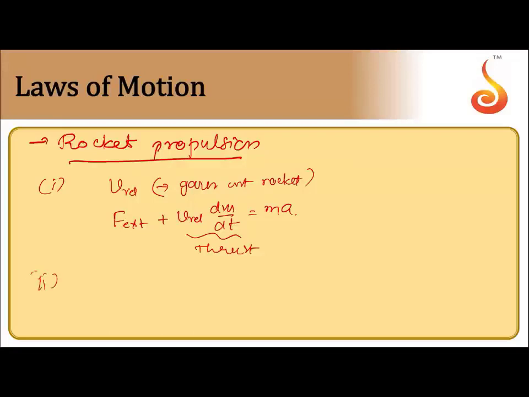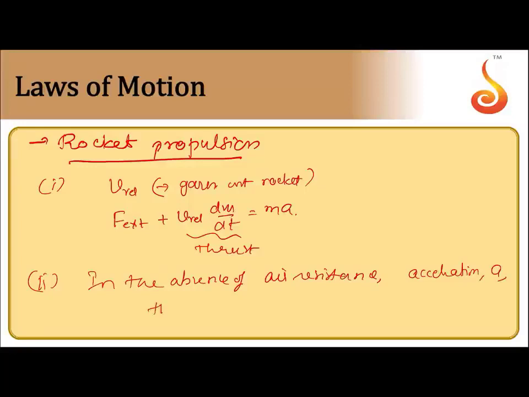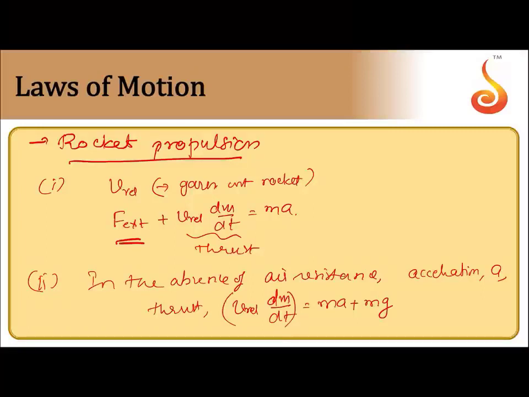Now suppose I consider, in the absence of air resistance, that the rocket moves with an acceleration a. Then the thrust, v relative dm by dt, is equal to ma, and of course g is minus, so this becomes ma plus mg. Remember, g is always down, so this becomes minus mg. So in all, v relative into dm by dt, that's nothing but thrust, is equal to ma plus mg.